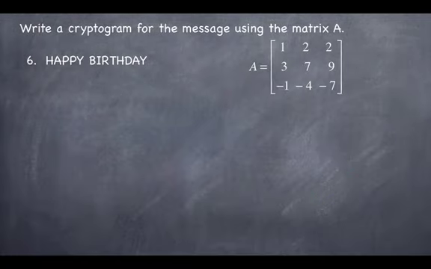Very similar to number 6. So here I give you this encoding matrix A, and this is the message you want to encode. You want to create a cryptogram. You want to make this message unreadable.